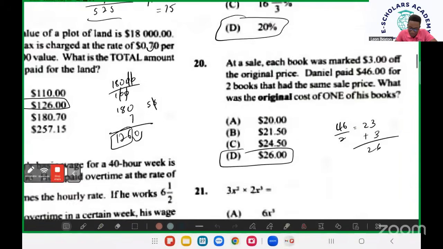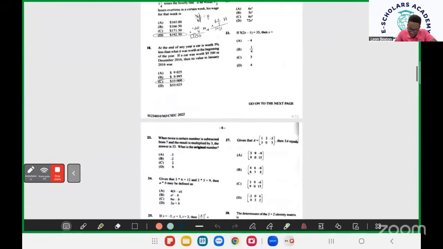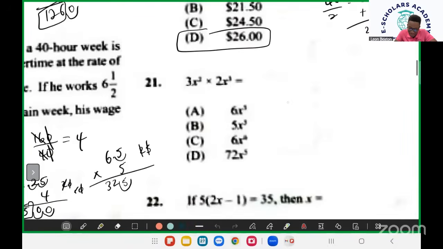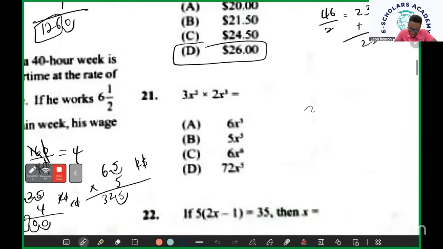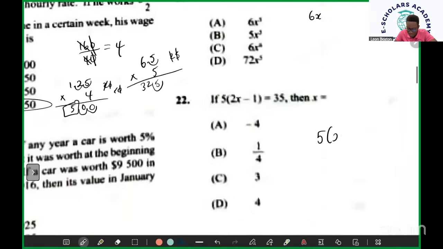Let's go 2022. All right, so this is kind of blurry. All right, we gonna wire it. I think we did this one just now. So let me write this one: 5(2x − 1) = 35.